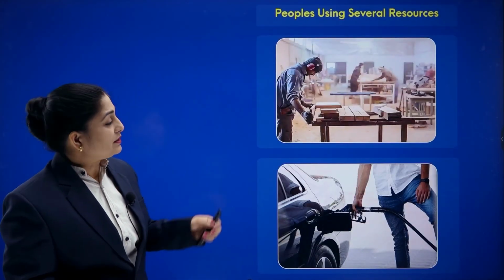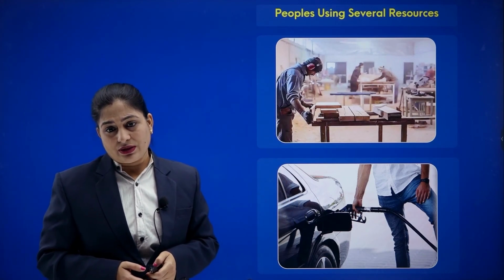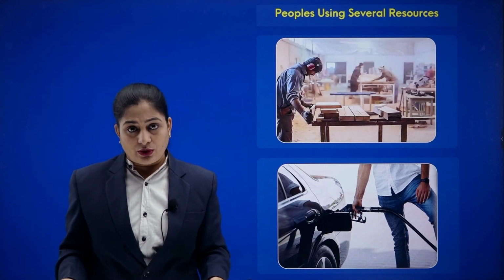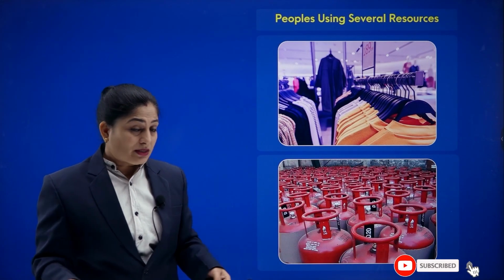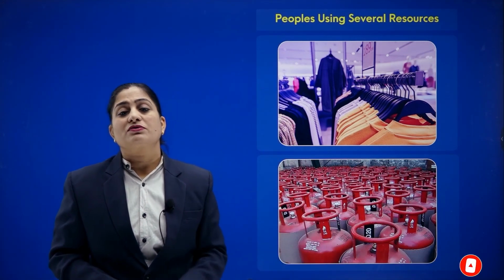Here you can see there are certain people who are using several resources. You can see here the fuel has been used in terms of petroleum. It may be petrol or diesel, CNG sometimes. You can see here we are having natural resources in the case of CNG.